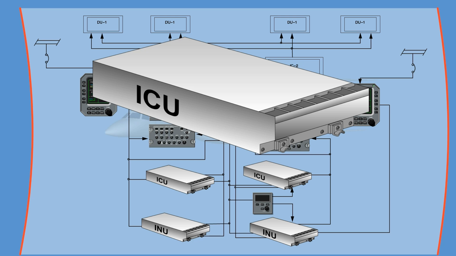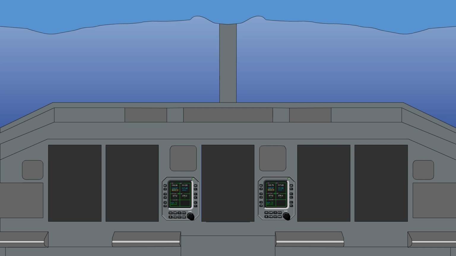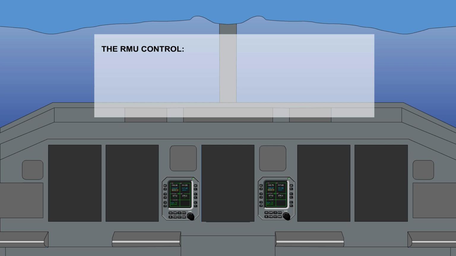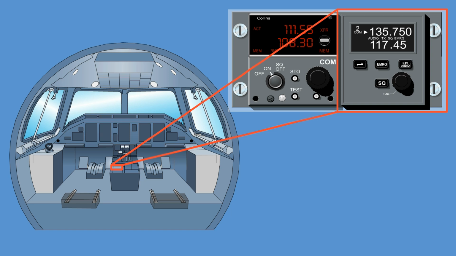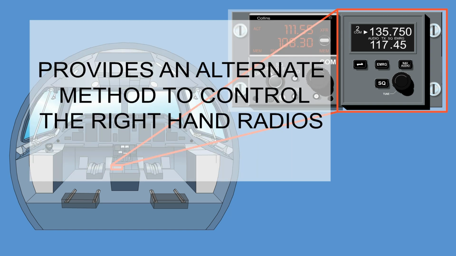the forward avionics compartment. The radio management units remotely control the ATC Mode S and communication modules in the integrated communication units, and they also remotely control the NAV, ADF, and DME modules in the integrated navigation units. The aircraft has 1 tuning backup control head, which provides for an alternate method of remotely controlling the right-hand communication and navigation modules, which are normally controlled by RMU number 2.